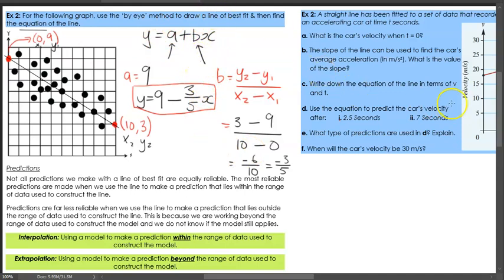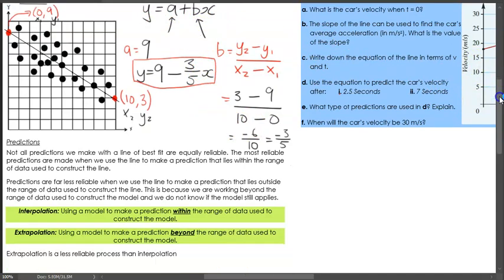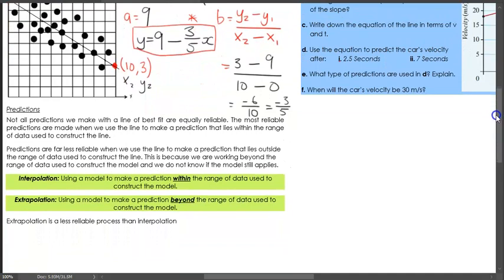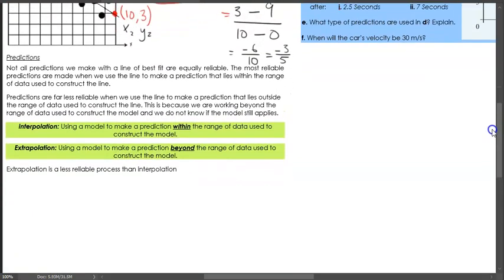Okay. So with this in mind, what purpose is this used for? You've got this equation. Well, we use this equation from the data points. And remember, these are just random data points. There's no context for this right now, so it's probably seeming a bit arbitrary. But we use this to make predictions. And not all predictions we make with a line of best fit are equally reliable. It's the best thing that we have.